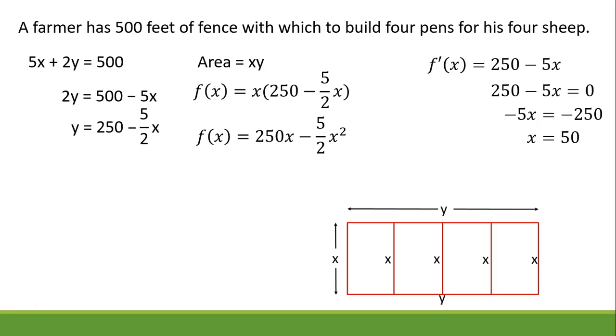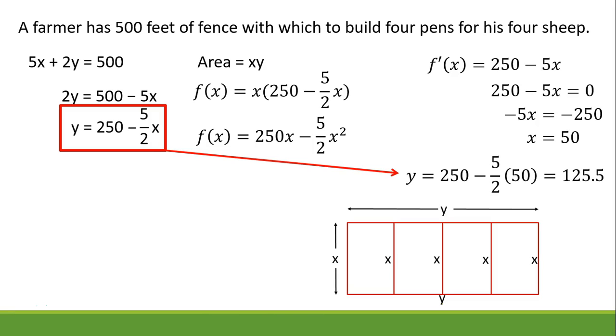This is what our pens look like. And we just found the length of all those pieces that are a length of x feet. We still need to find the lengths of the two sides that measure y feet. So we'll use this equation that relates x and y and just substitute the 50 in for the x. So we can see that the length of y has to be 125.5 feet.